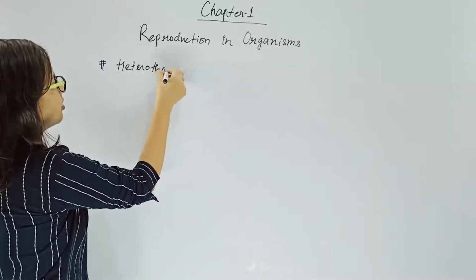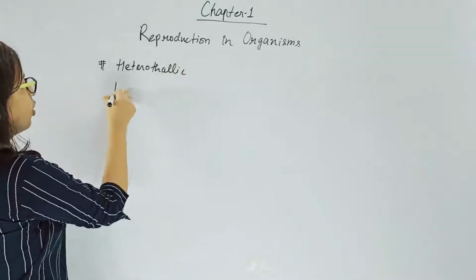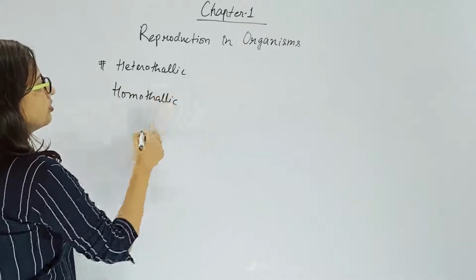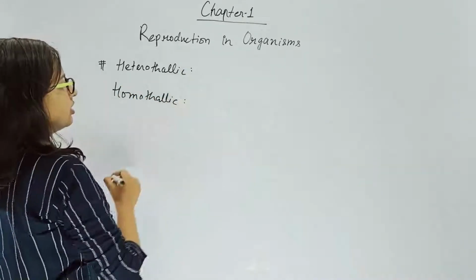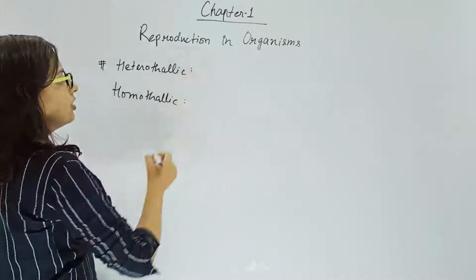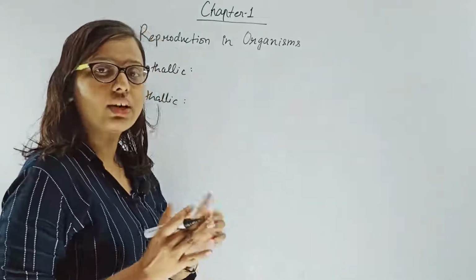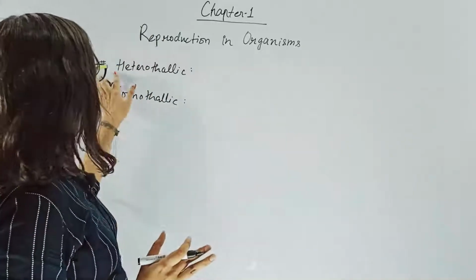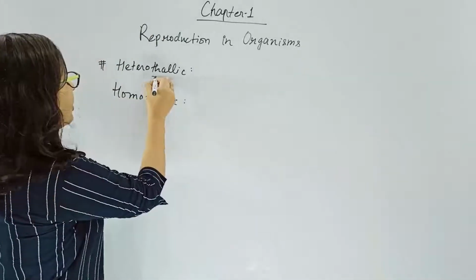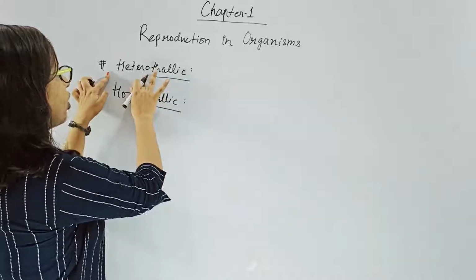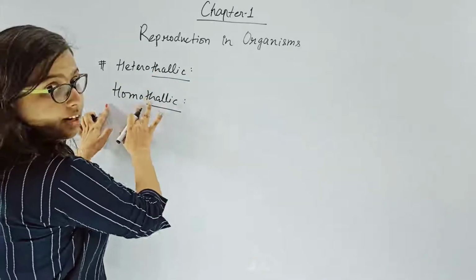heterothallic and homothallic. Just now you saw what is heterogamete and what is homogamete. Now these terms are heterothallic and homothallic. Hetero you already know, hetero means dissimilar, homo means similar.